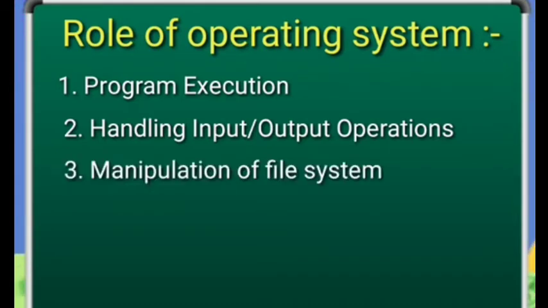The third role of operating system is manipulation of file system. What is manipulation? Manipulation means updation, changes in the file system, which means the operating system also has a task of making decisions regarding the storage of files, how a particular file needs to be stored. Now suppose you have created a file, so how will it be stored, what is the form of the file, what is the extension of the file.